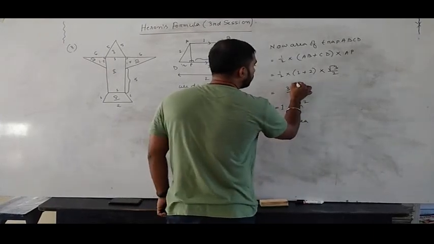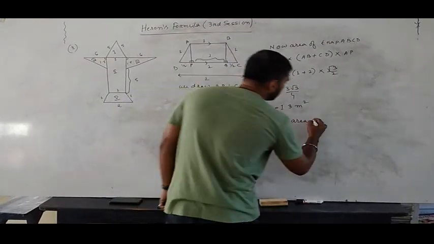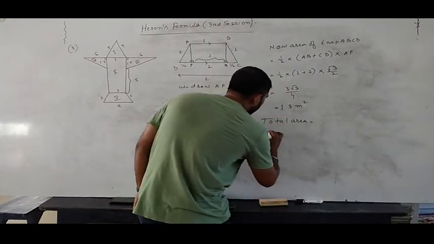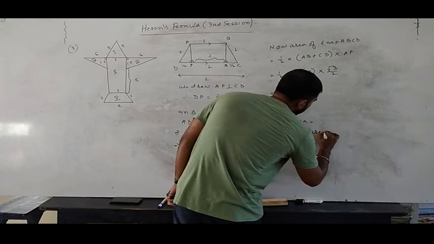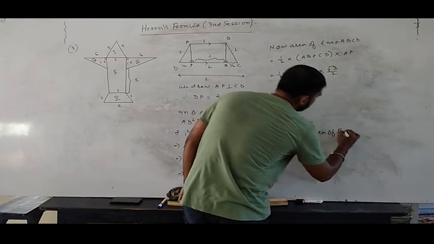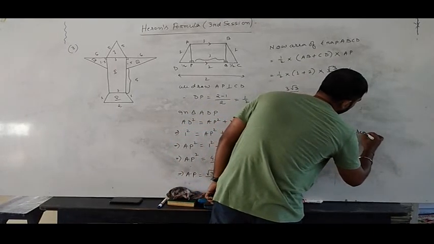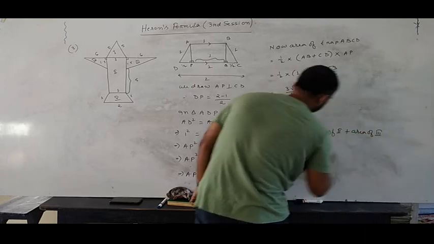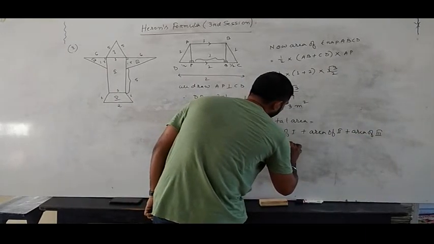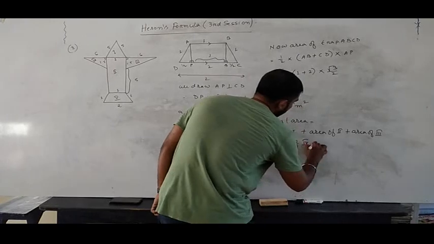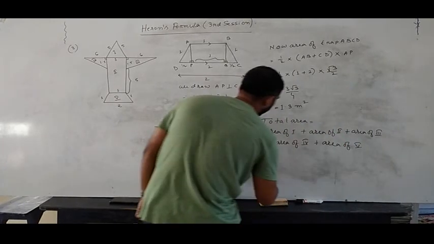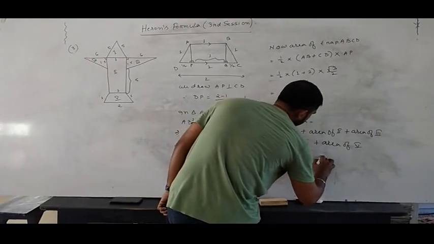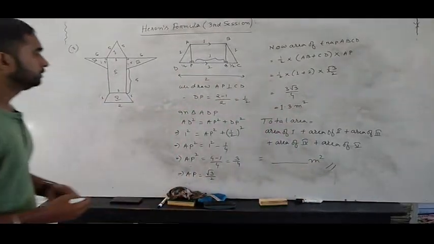So total area equal, the value of root over 3 will be given in the question. So total area equal area of 1 plus area of 2 plus area of 3 plus area of 4 plus area of 5. So add them, you get the answer.